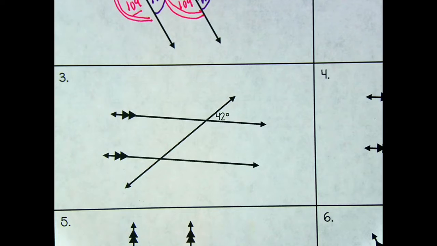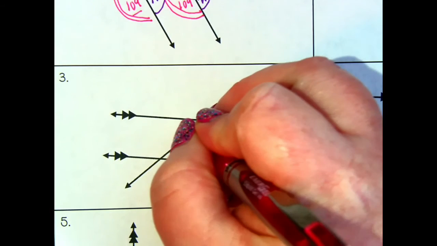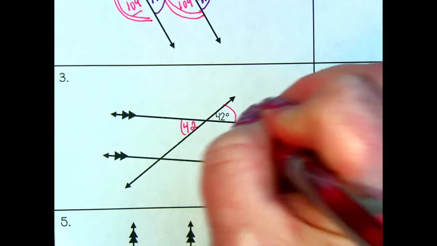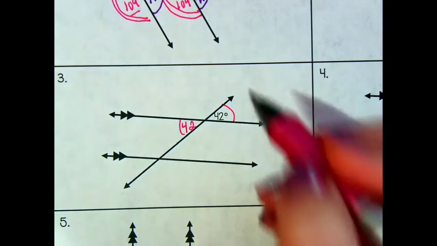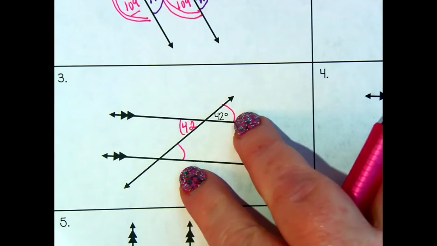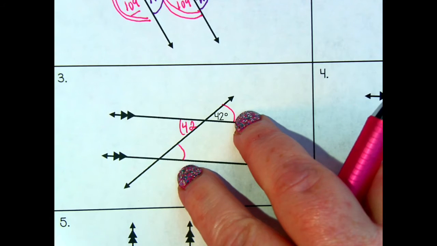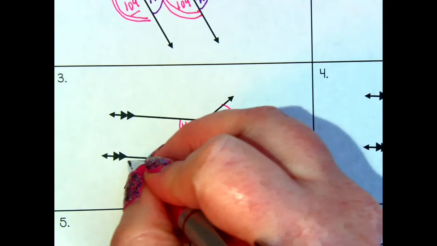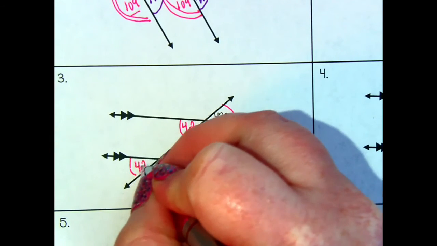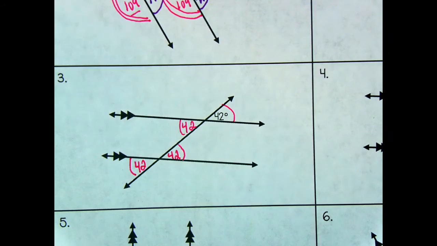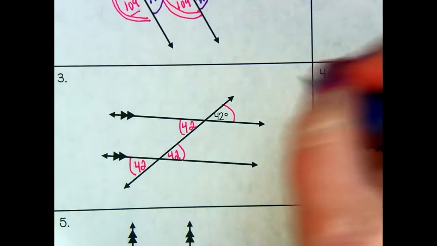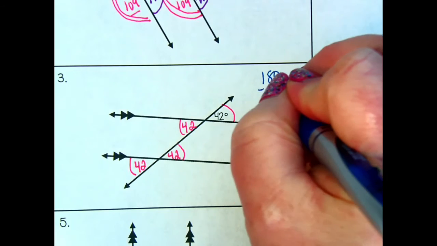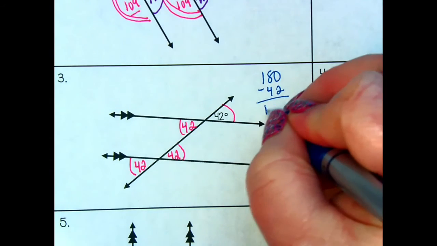And if I want to find all the missing measurements, I'm going to start with what I know. I know that this angle is going to be 42 and that these are going to be congruent because they're vertical. These two angles are going to be congruent because they're corresponding. I know that these two angles are going to be congruent because they are alternate exterior angles. But now the next little bit of work I am going to show is how to find the other angle. And I simply would take 180 minus 42, and I get 138.